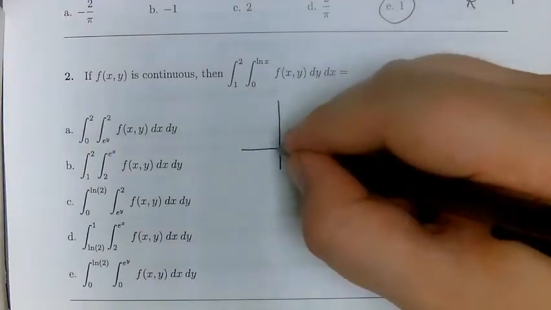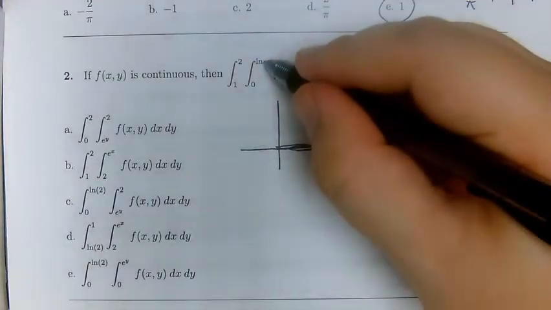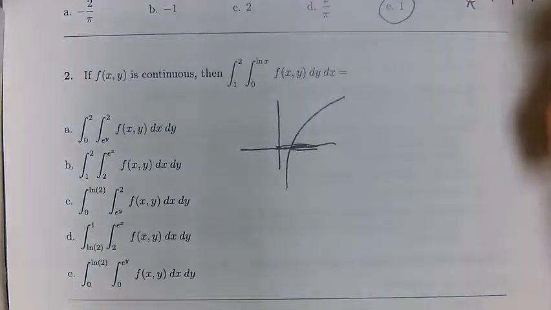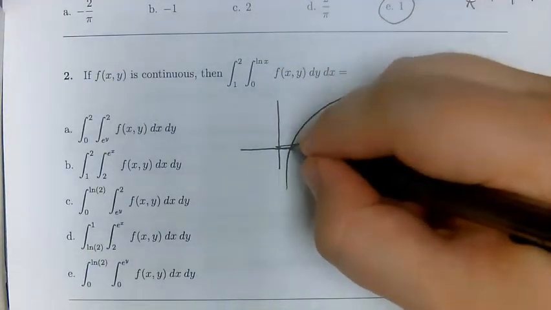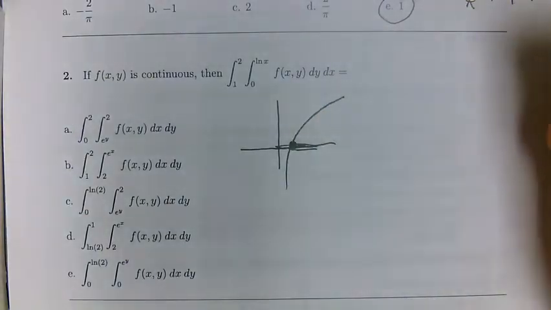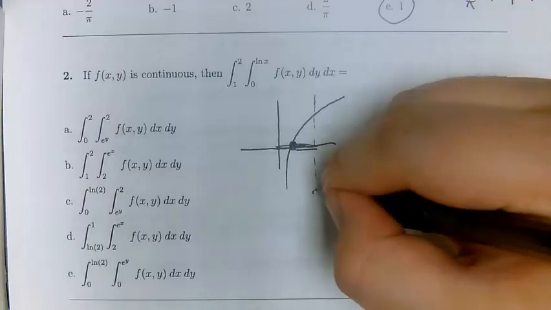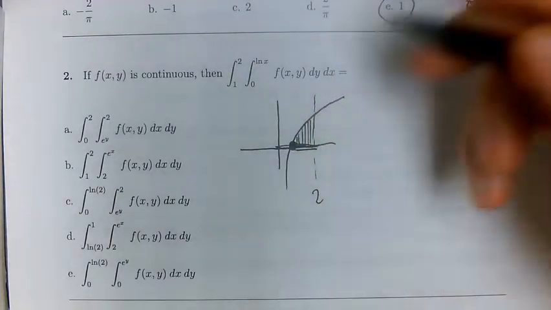So, y goes from the function y equals 0, which I'll draw right here, to the function y equals ln of x. Okay, so we have something like that going on. And then x goes from 1, and since ln of 1 is 0, it's going to be right here, to 2. Let's say x is 2 is right here. So it looks like we'll be integrating over this shaded region right here.